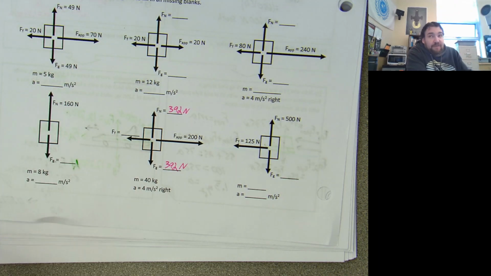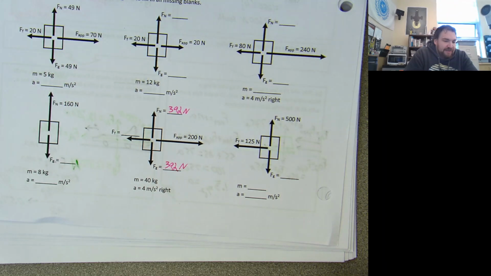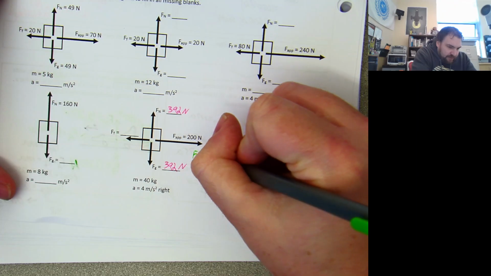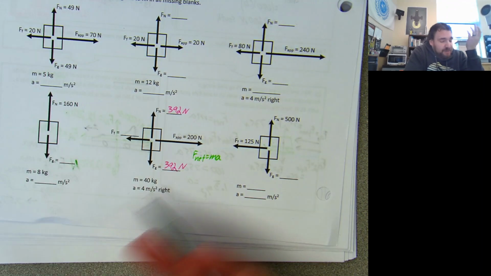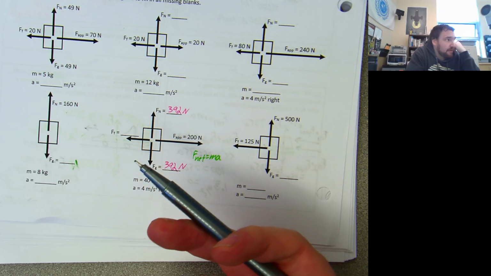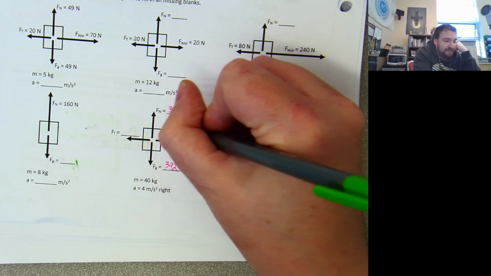Now we just have to go back and find the force of friction, because that's the only other thing we don't know. We know that the applied force is acting to the right, friction's acting to the left. And so each one of these is going to start with F net equals ma. Because we've got forces acting in opposite directions, we have to call one of them positive, one of them negative. So which way do you want to call positive? Which way do you want to call negative? To the right is positive.